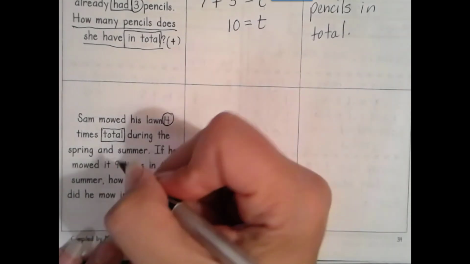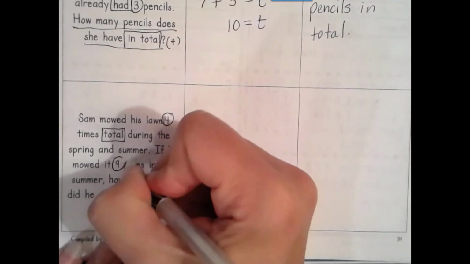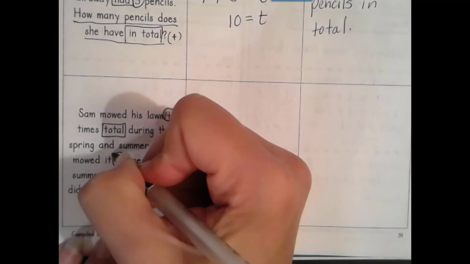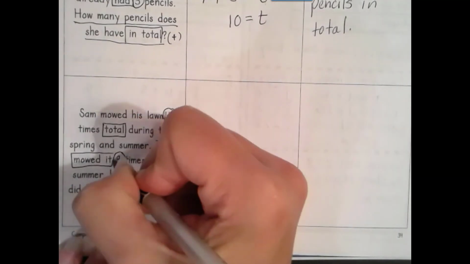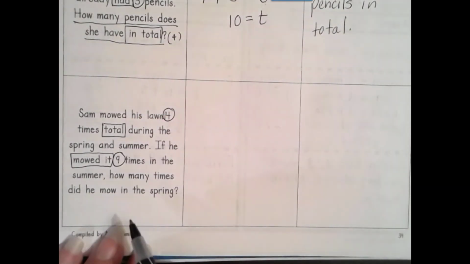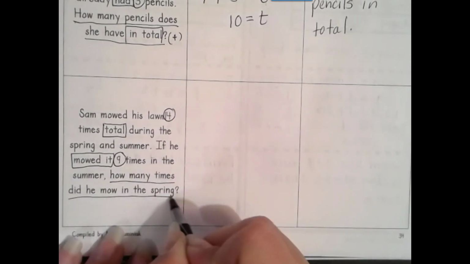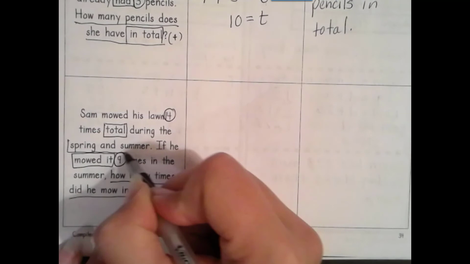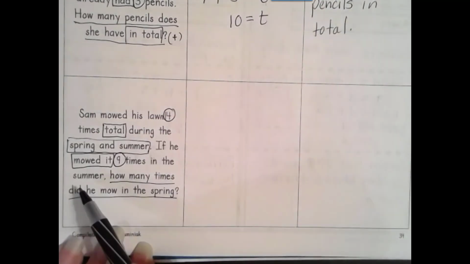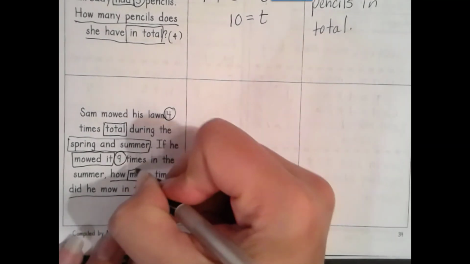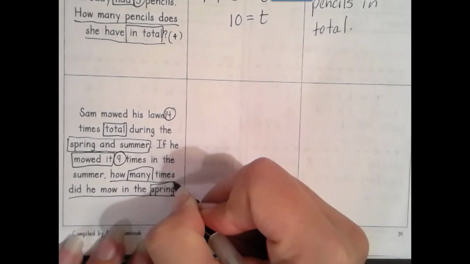If he mowed it 9 times in the summer, so he mowed it 9 times in the summer, how many times did he mow it in the spring? Because this was the total in spring and summer. So we know how many in summer. How many times did he mow it in spring?